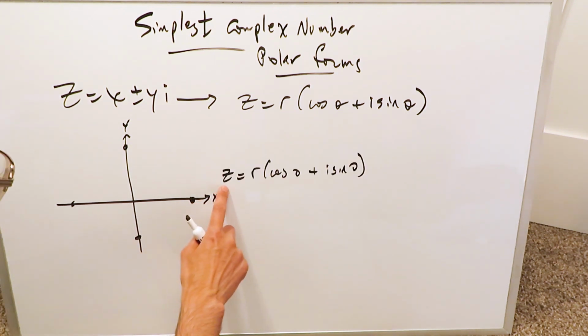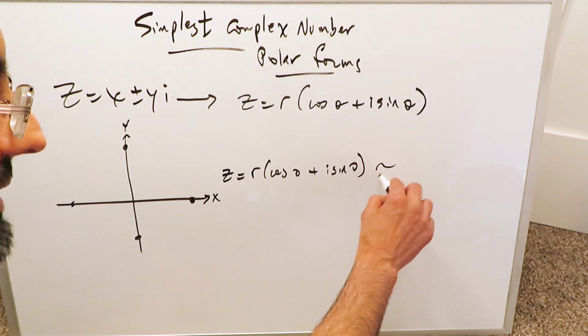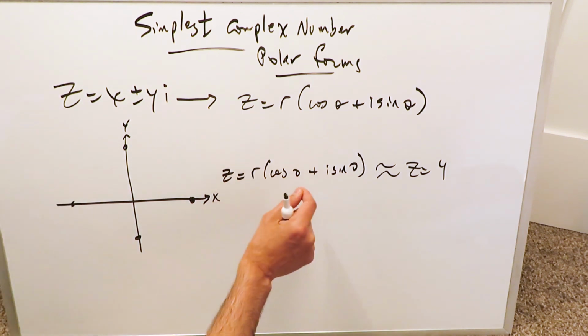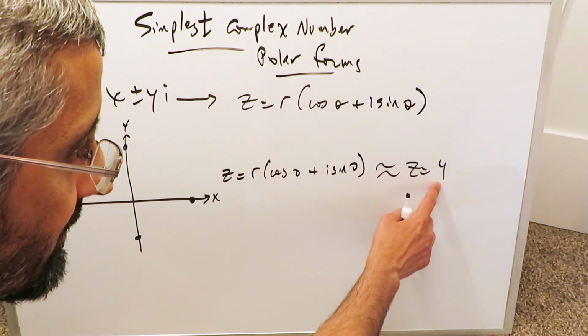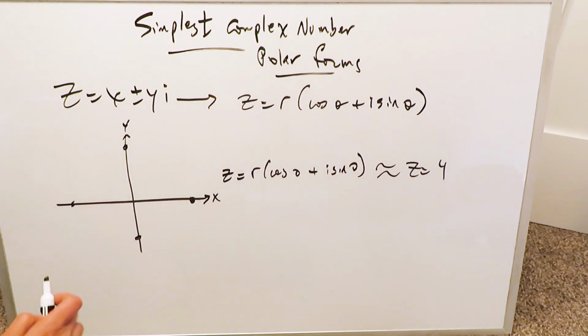Anything landing right here would have the form z is equal to r cosine 0 plus i sine 0. An example of that could be z is equal to, let's just say, 4. When you compute all of this, you'll have something like this: a real number component, the imaginary number component will go away because sine of 0 is always a 0.